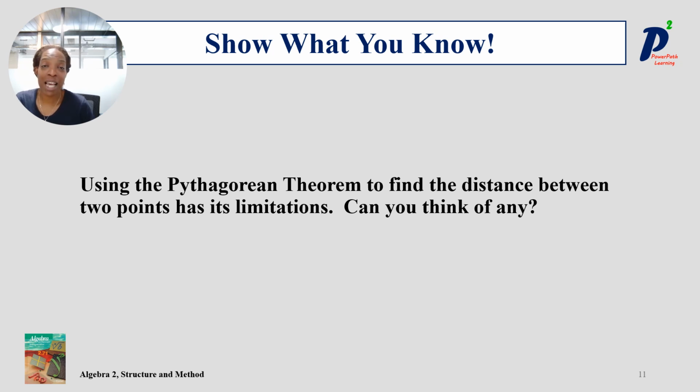So you did a great job today. We only had one example, but I'm sure you'll get plenty more time to practice. Now that you know 2 ways to find the distance between 2 points, we have the Pythagorean theorem and we have the distance formula, turn to your classmate and answer the following question. Using the Pythagorean theorem to find the distance between 2 points has its limitations. Can you think of any? And I will see you in the next lesson.